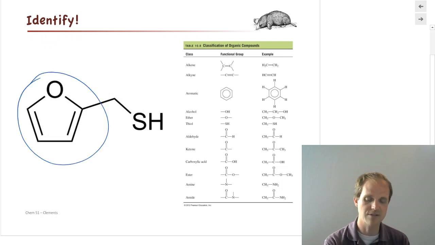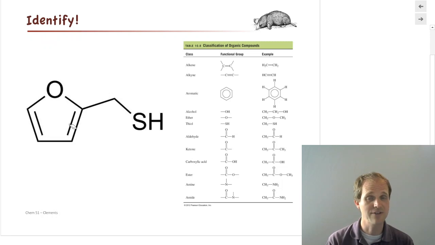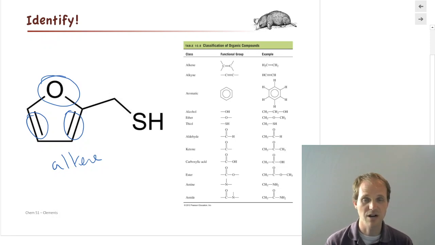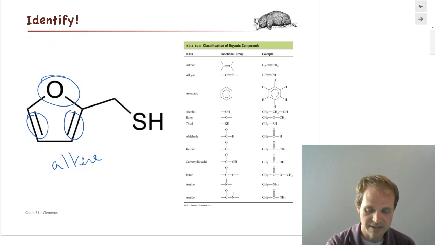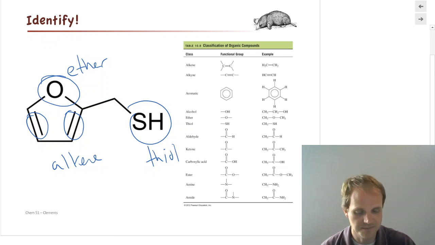It's very tempting to circle that guy and say, hey, we've got an aromatic, alternating double bonds, but it's not. You can't have an odd number of things in your ring and have alternating single double bonds. There's 2 single bonds in a row here, so that's not an aromatic. However, these are both alkenes. That oxygen is between 2 carbons. Yes, it's part of a ring, but it is still an ether. And the SH, we know that one because there's only one thing that involves S, that's our thiol.